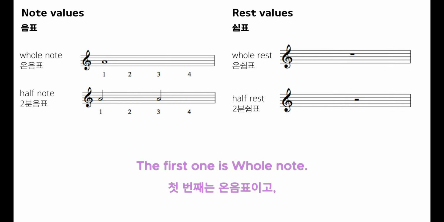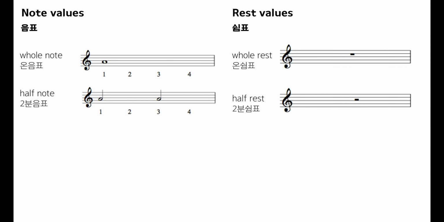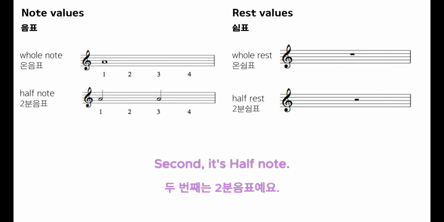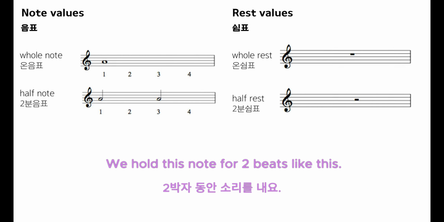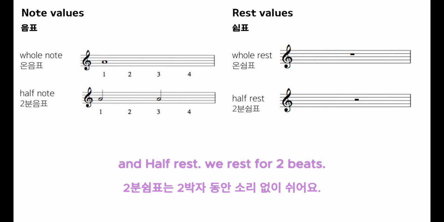The first one is whole note. This note is the longest. We hold it for 4 beats like this. And the whole rest is just like a whole note, but we don't play. We rest for 4 beats. Second, it's half note. We hold this note for 2 beats like this. And half rest. We rest for 2 beats.